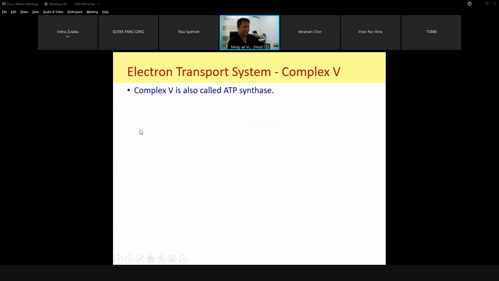So after complex number 4, the continuation is complex number 5. At complex number 5, oxidative phosphorylation will occur. Complex number 5 is also known as ATP synthase. Some textbooks say that complex number 5 is still part of the ETS. Some textbooks say no, it is a different part because oxidative phosphorylation happens here. But to me, there is not much difference, because it is actually a couple. You can say it is a continuation or a couple.